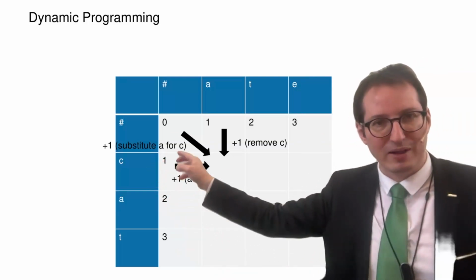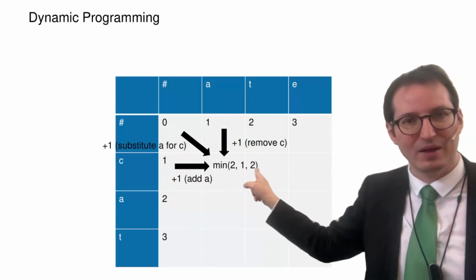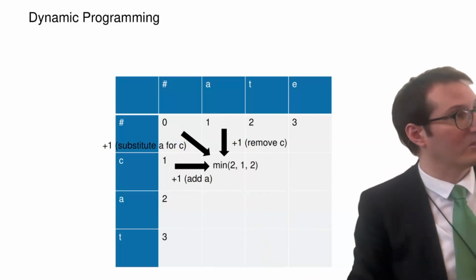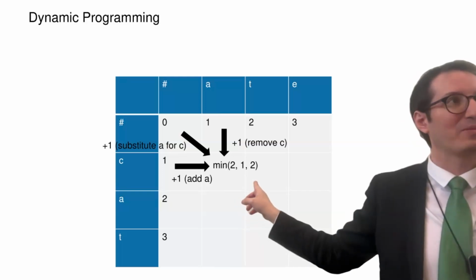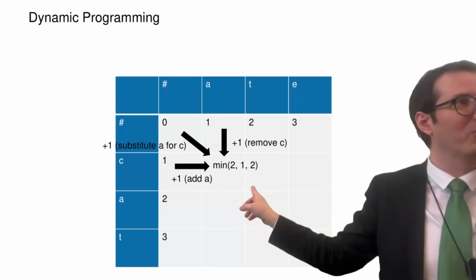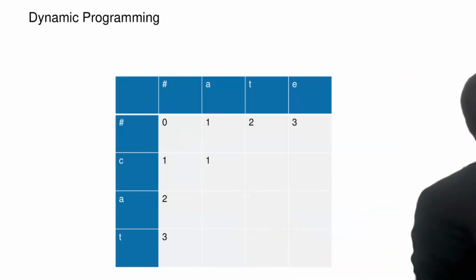1 + 1, or 0 + 1, or 1 + 1. And we take the minimum of that. What is the shortest? And the minimum of 2, 1, 2 is, everybody at the same time, 1, exactly.